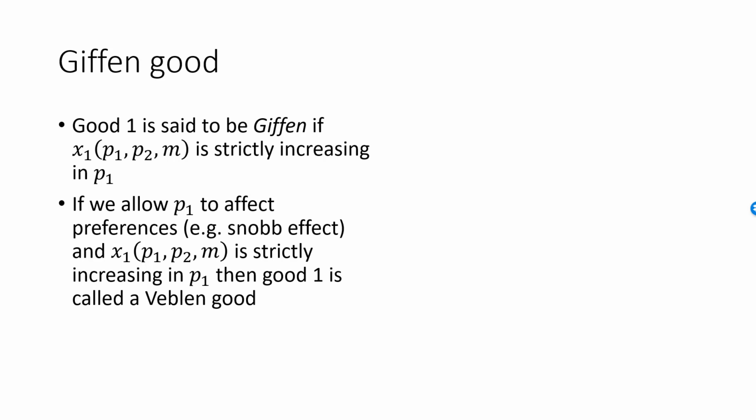For a good to be a Giffen good, the demand for the good must be an increasing function in its price even when prices have no effect on preferences. Giffen goods are probably very rare. One example that is often mentioned is potatoes during the Irish Great Famine in the mid-19th century. The argument goes something like this.